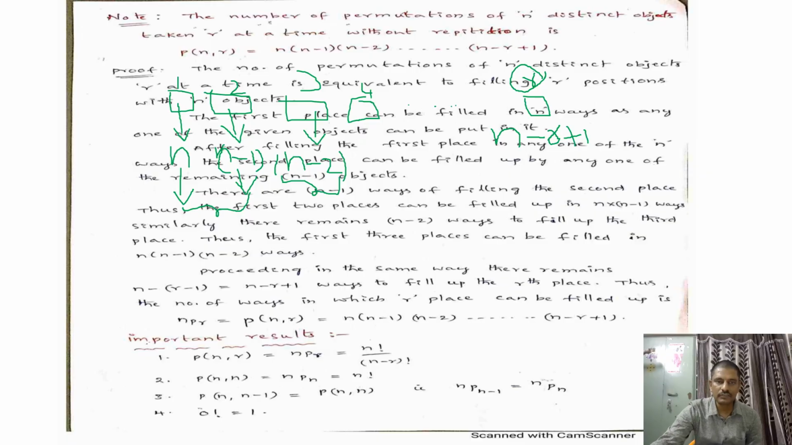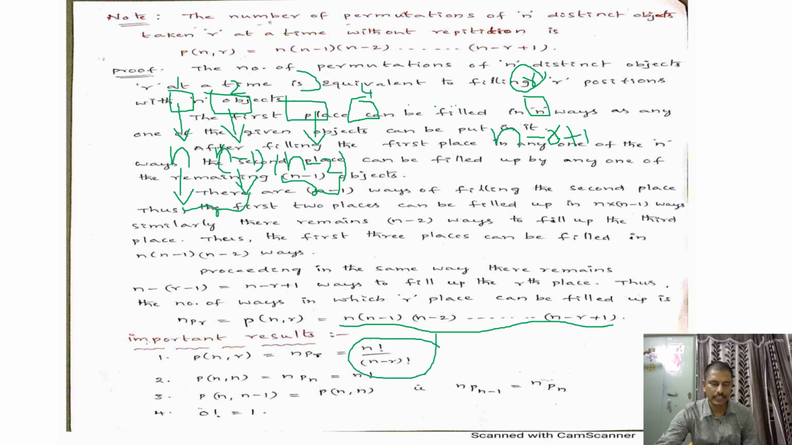For the first, 1 less, for the second 1 less, for the third 1 less, and so on. For r, 1 less. So n minus of r minus 1 is nothing but n minus r plus 1. So all these works can be done simultaneously in n into n minus 1 into n minus 2 and so on up to n minus r plus 1. By multiplying and dividing by n minus r into so on 3 into 2 into 1, we get the formula n factorial by n minus r factorial.